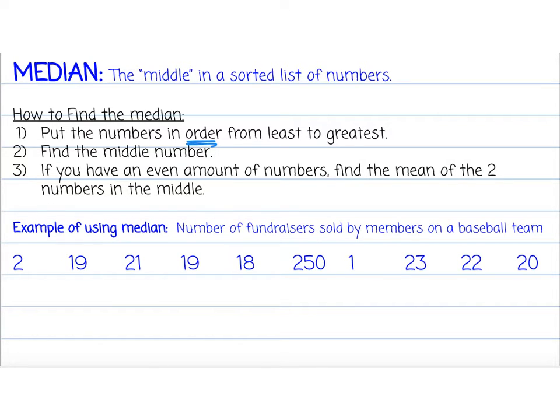You do this by crossing one off of the lowest side and then one off of the greatest, and keep doing that until you end up in the middle. If you have an even amount of numbers, you're going to end up with 2 numbers in the middle. If that happens, you would then find the mean of them. So you would add those 2 numbers together and divide by 2. You're trying to figure out what's in the middle of them.